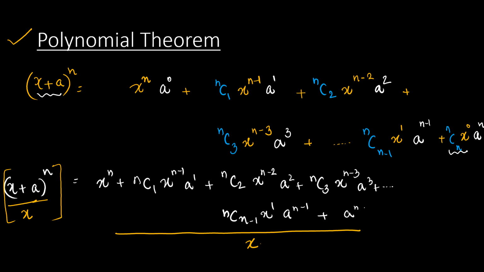And the remainder of this expression will be, see, the first term is x raised to n. When it is divided by x, it is completely divisible by x. X raised to n is completely divisible by x. So there won't be any remainder.